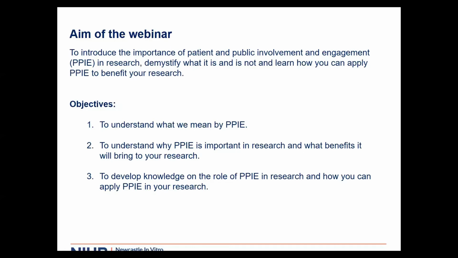The second objective is to understand why patient and public involvement is important in research, and to explain to you some of the benefits from our own experience, how we see it benefiting research in our area. And the third is to develop your knowledge on patient and public involvement and engagement in research, and some ideas of how you might be able to apply it. Hopefully this is quite a short presentation, then we'll get into some discussion where if people have questions, we might be able to answer them.